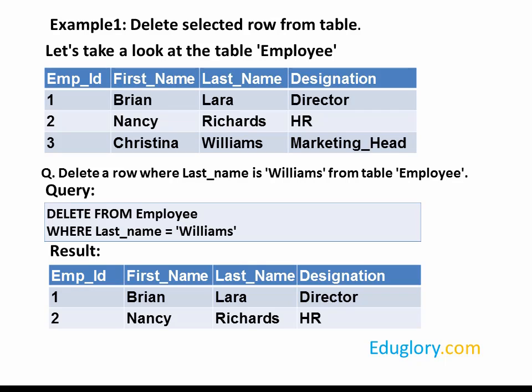For example, consider the table employee. On the basis of this table, if you are asked to delete a row where last name is Williams, then the query would be: delete from employee where last name equals Williams. After executing this query, the row gets deleted and you will get the result in this manner.